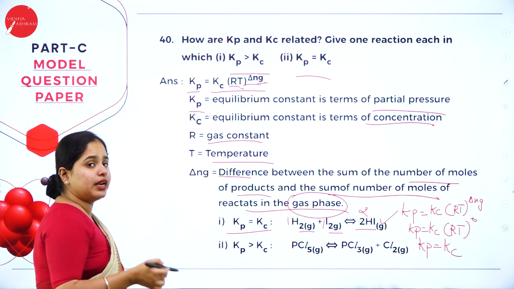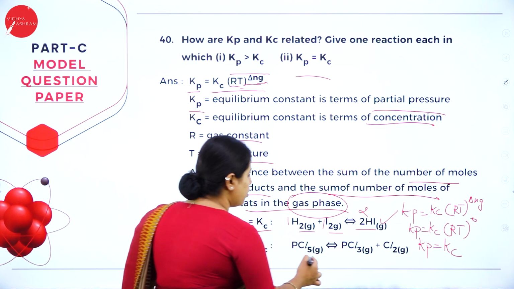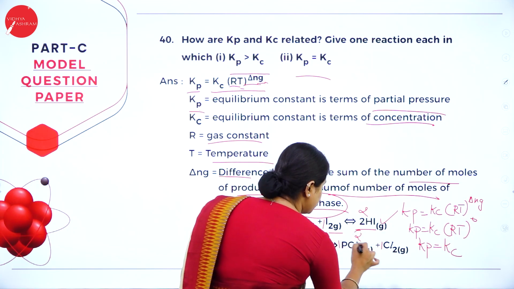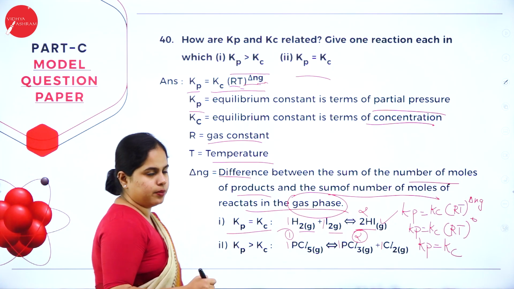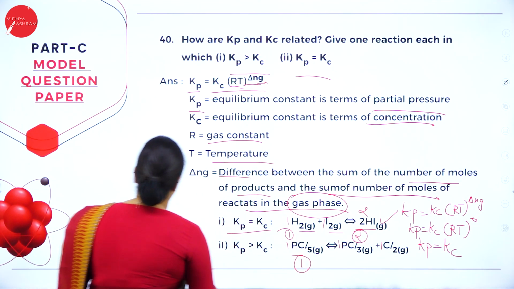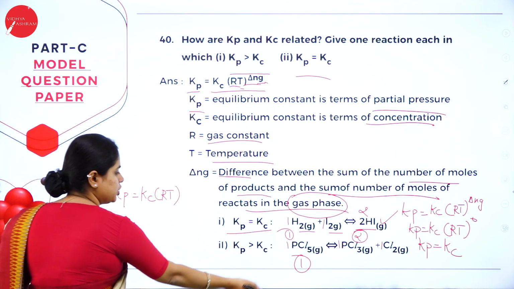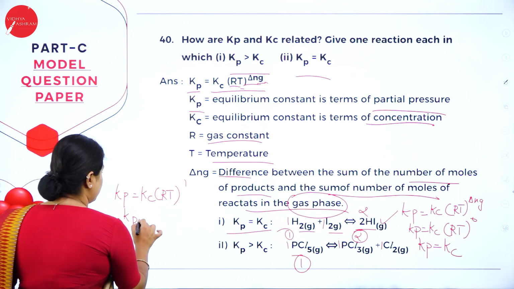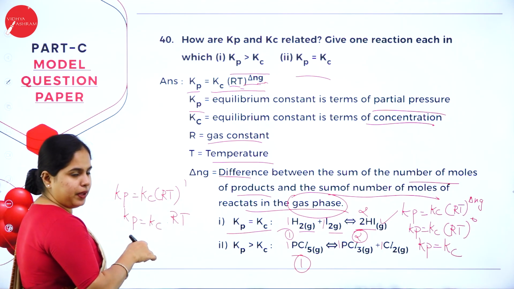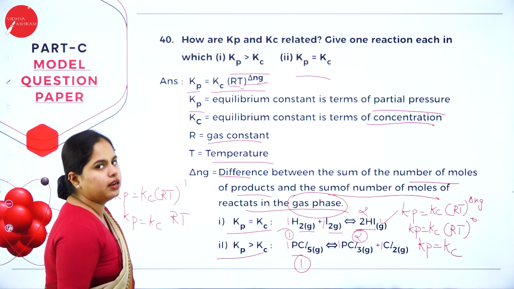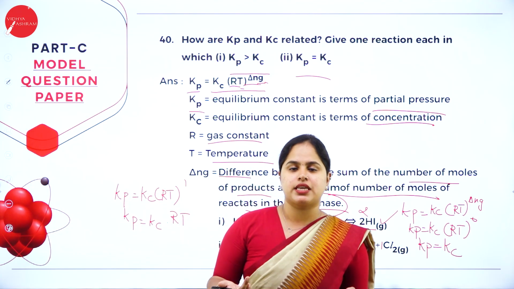Now, next we have to write an example for Kp greater than Kc. Here also, all of them are in the gaseous phase. The number of moles of products is 2, and the number of moles of reactants is 1. What is the difference? The difference is 1. That means Kp is equal to Kc into RT raised to 1, instead of delta Ng. So, Kp is equal to Kc into RT, which means Kp will be greater than Kc. So, you can mention these two examples, one for Kp equal to Kc and one for Kp greater than Kc.